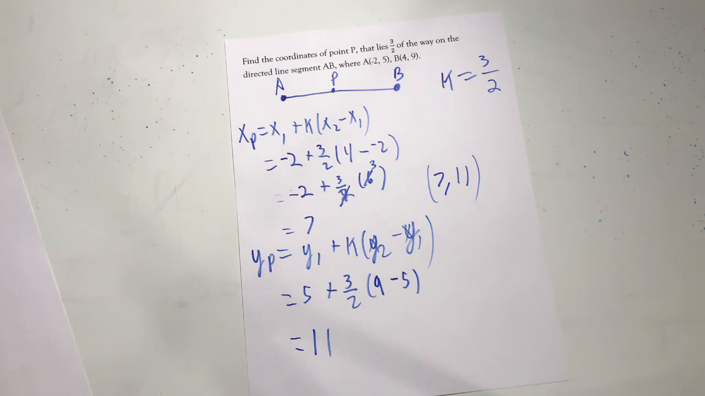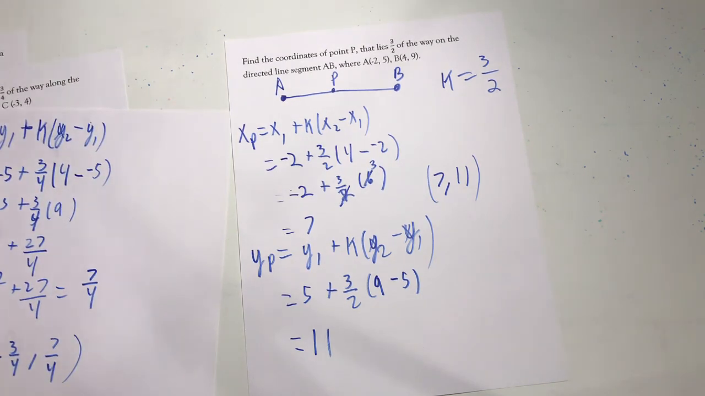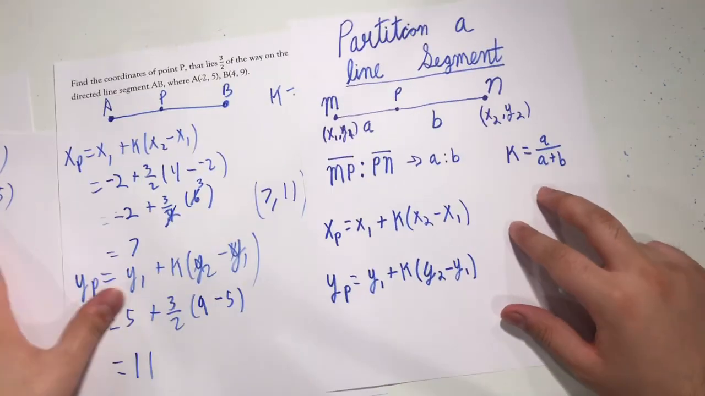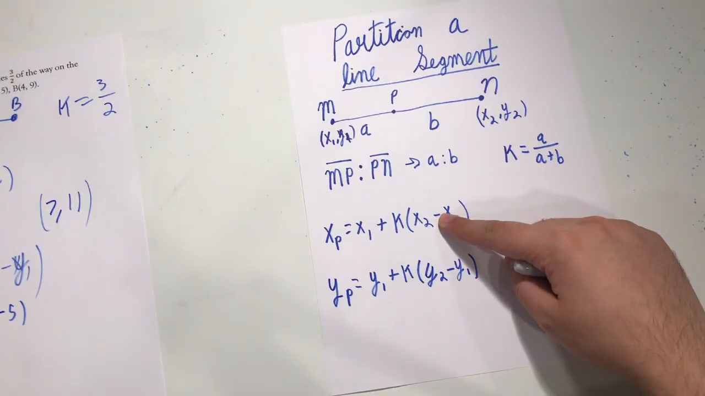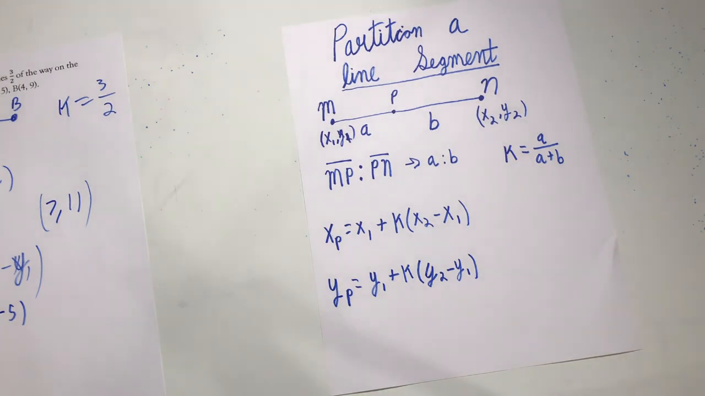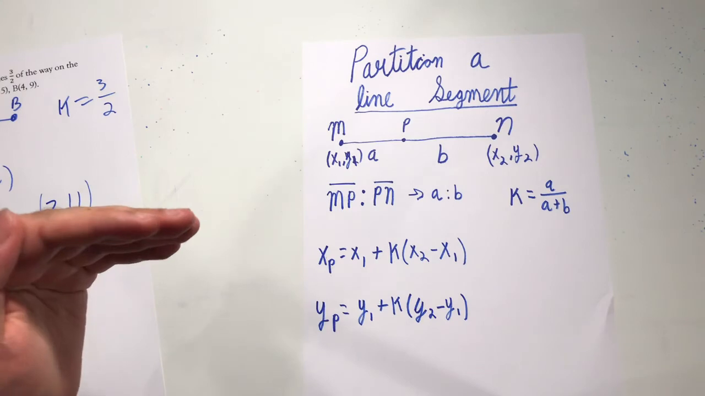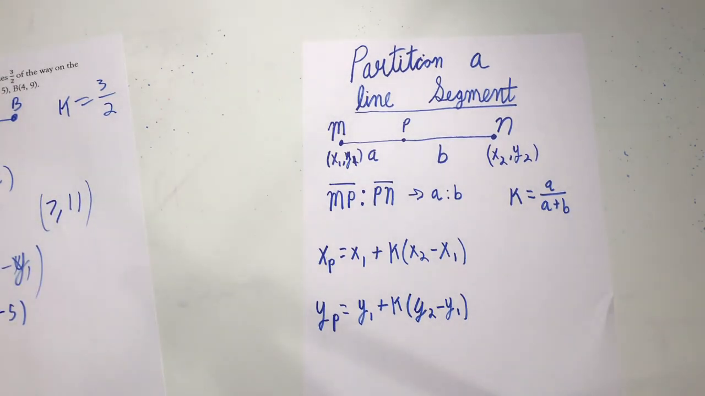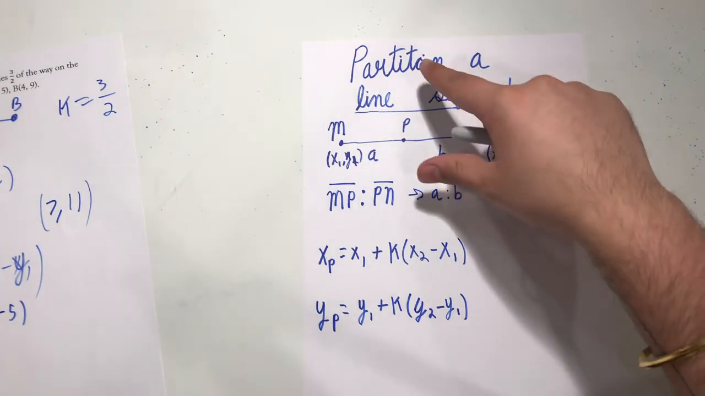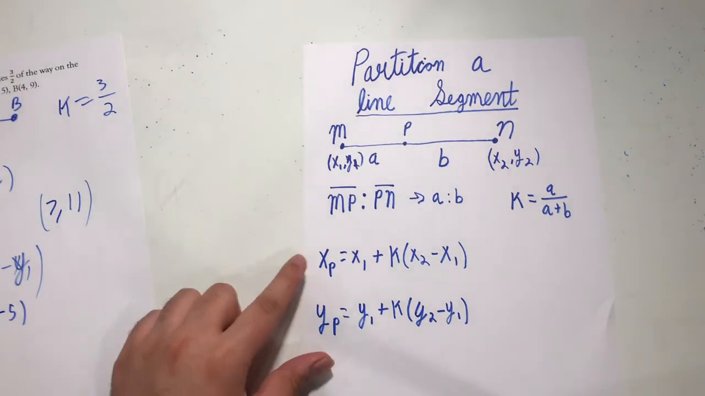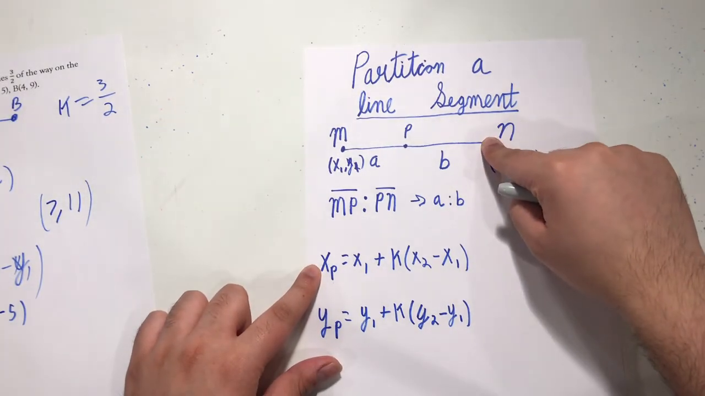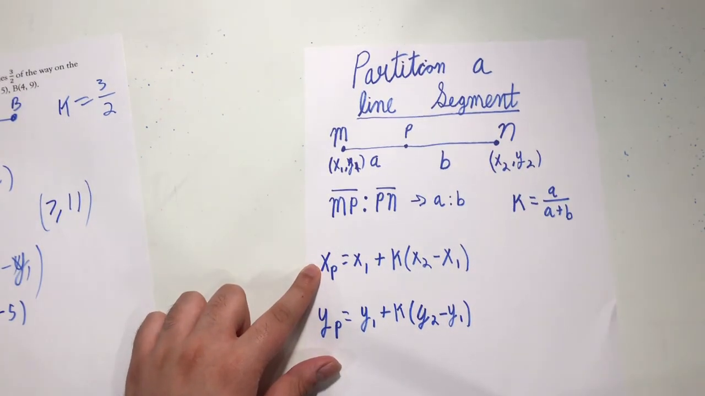So just to quickly go over, partition problems, super easy, okay? Really memorize this one formula. You're going to do it for the x-coordinate. You're going to do it for the y-coordinate. And then from there, when you're first given a problem that talks about, hey, you have a directed line segment, or something splits it up into a ratio, or anything that sounds like a partition of a line segment problem, draw a picture, then put it into your equation.